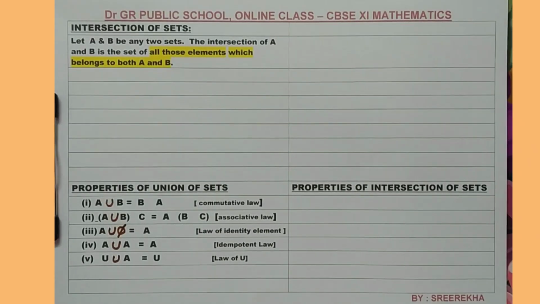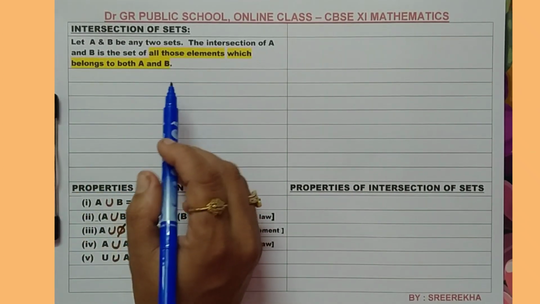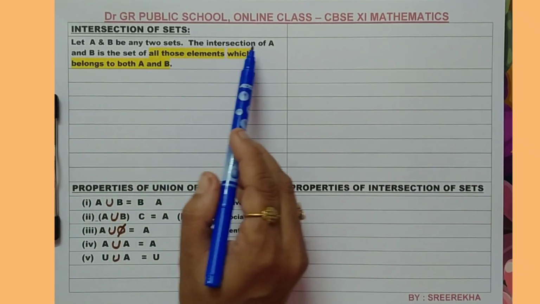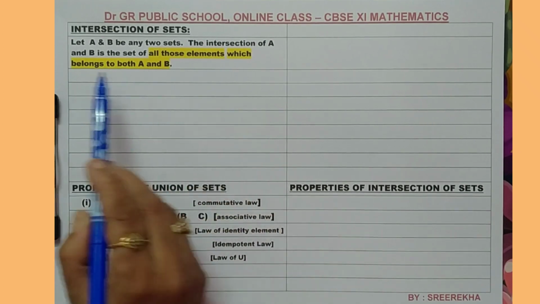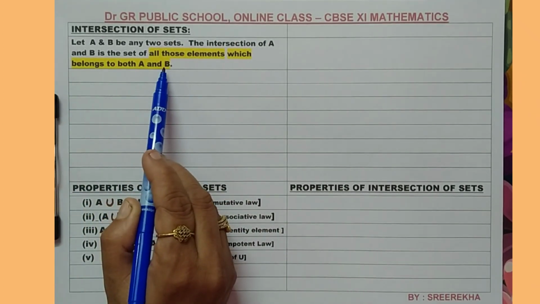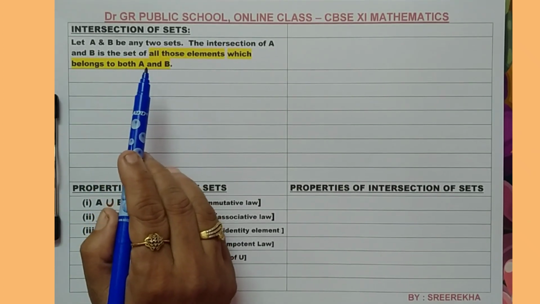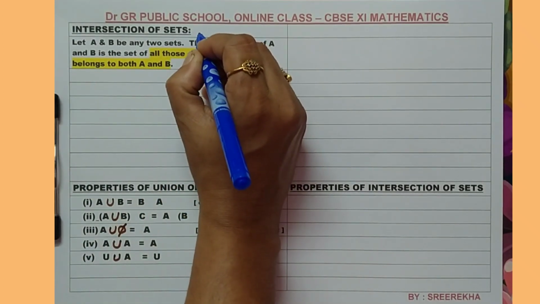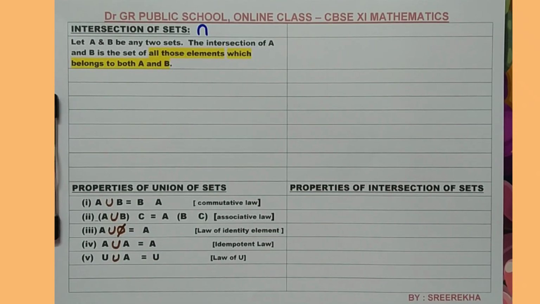The first operation we studied was the union of sets. Now we are going to study the second operation, intersection of sets. Let A and B be any two sets. The intersection of A and B is the set of all those elements which belong to both A and B. The elements which are in both A and B, that is the common elements, come in the intersection of the sets. It is usually denoted by the symbol like this. The reverse of union, that is intersection.